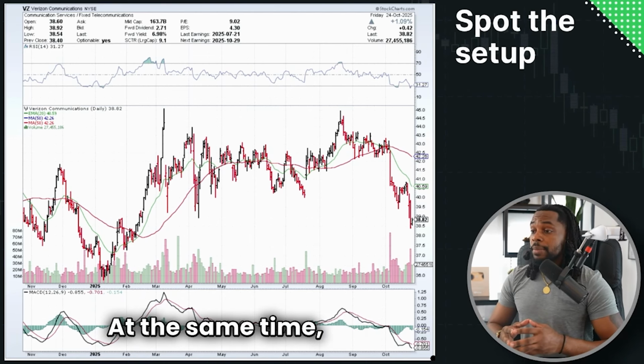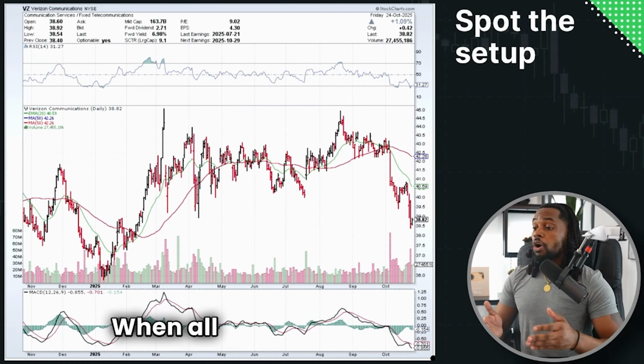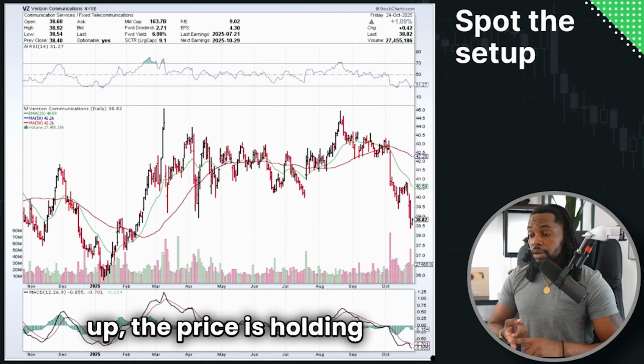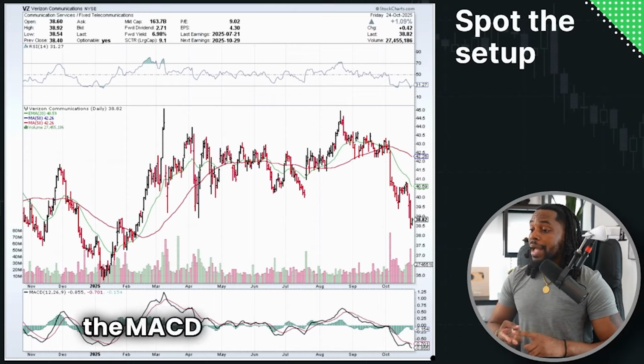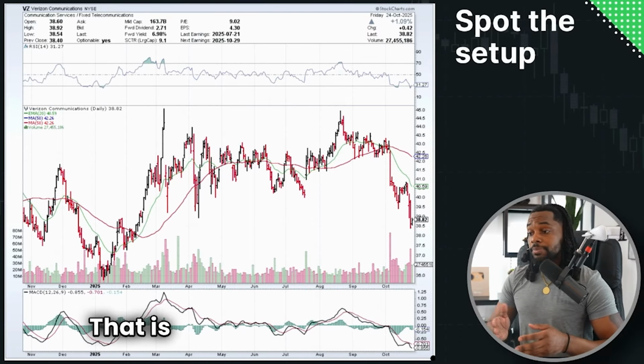At the same time, I look at the RSI to see if price is showing any signs of strength returning. If the RSI has been sitting low, say in like the 50 to 40 range, and starts curling back up while staying above 40, that is a sign that buyers are quietly stepping in. When all three line up, the price is holding above the 20-day EMA, the MACD starts to turn positive, and the RSI trends higher, that is my green light.